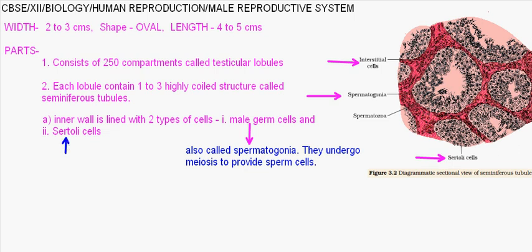Where are these interstitial cells or Leydig cells located? They are located outside the seminiferous tubule. They are located at the outer part of the seminiferous tubule. In the inner wall, Sertoli cells and male germ cells; outer part of these two types consists of interstitial cells. Dark pink, this part. These are the interstitial cells, this part, okay? So, now function of interstitial cells.